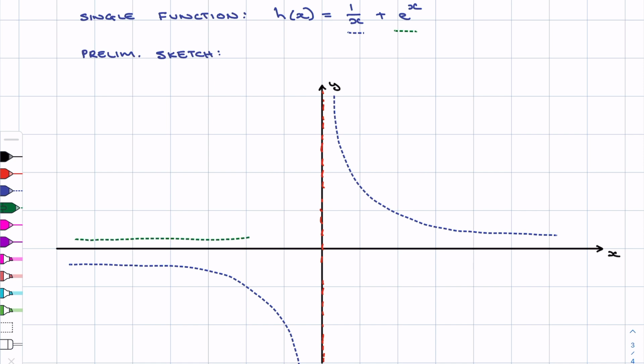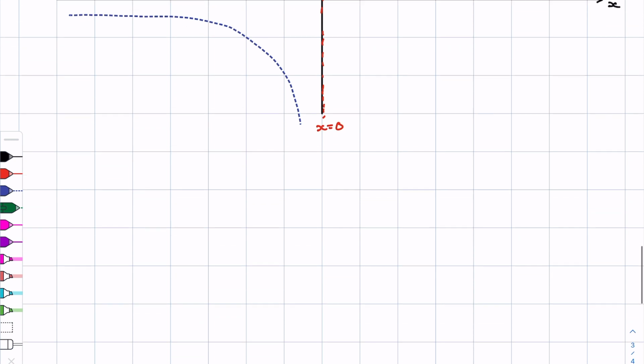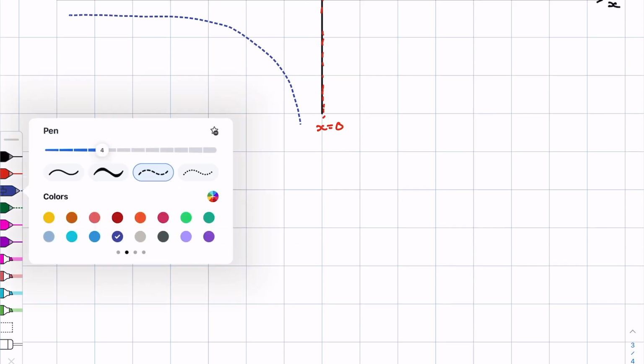I'm going to try to sketch this as well as I can. Okay, and e^x looks something like so. All right, so there's my preliminary steps. I haven't started sketching h(x) yet, but I've got h(x) sketched in parts. I'm now going to have a look at my points of interest.